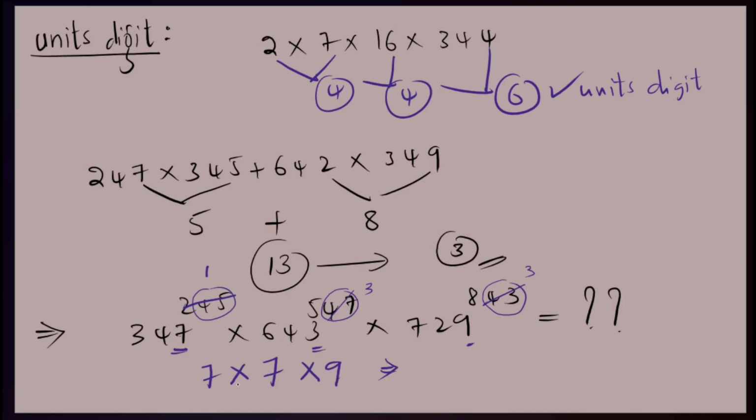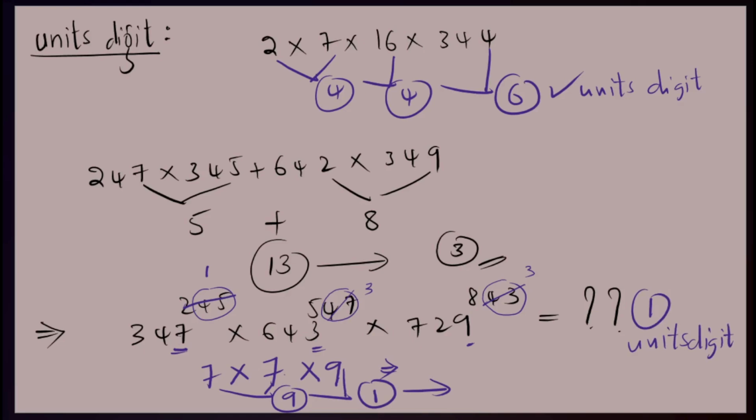Now let us check the final units digit. 7 7s are 49. So this gives you 9. 9 9s are 81. So this gives you 1 as your units digit. So your final units digit for this is 1. This is your final answer. I hope the concept is very clear.